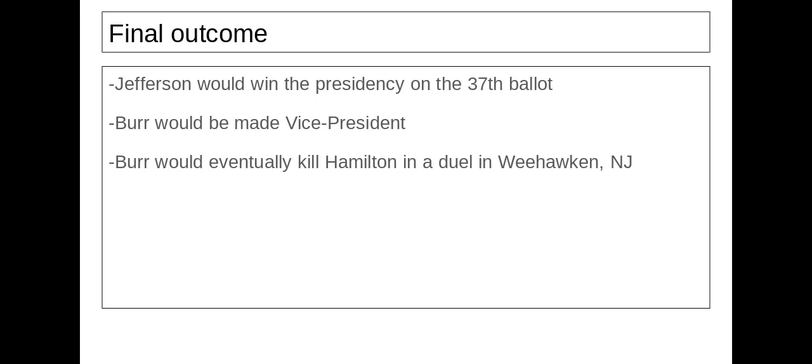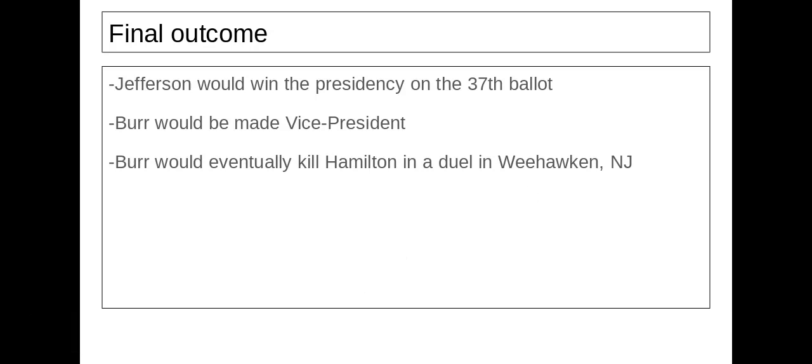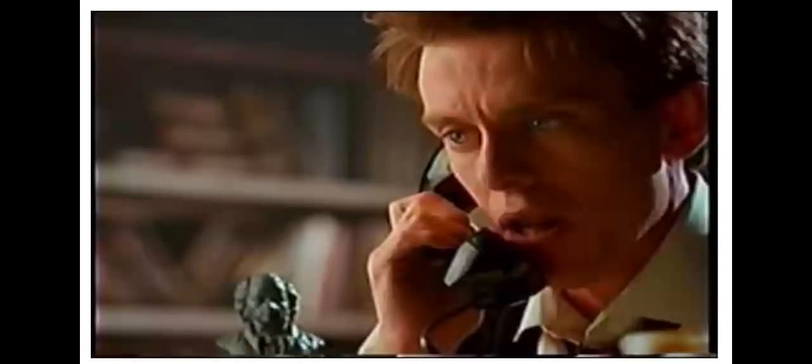Burr would resign the vice presidency and actually fled to Great Britain for a while afterwards, all right? And wound up dying in obscurity, did Burr.